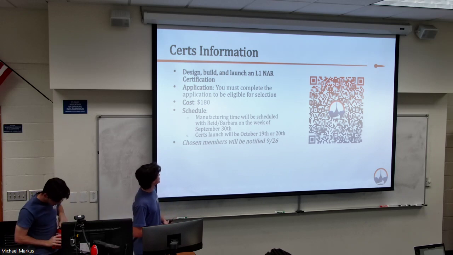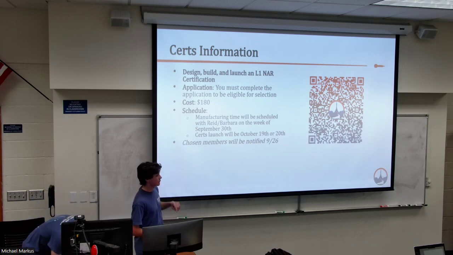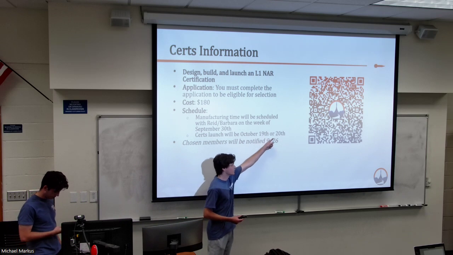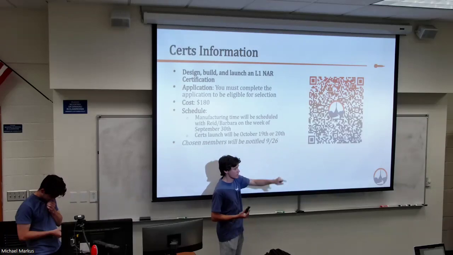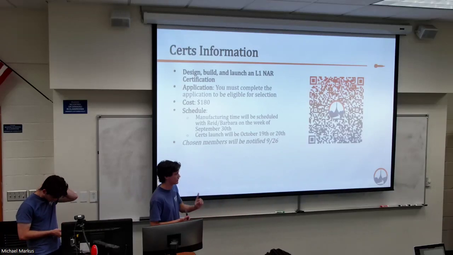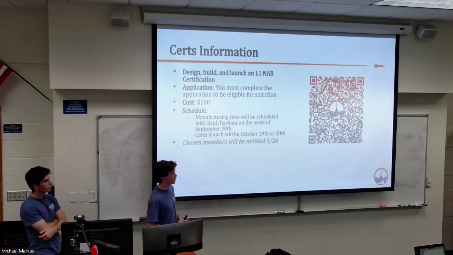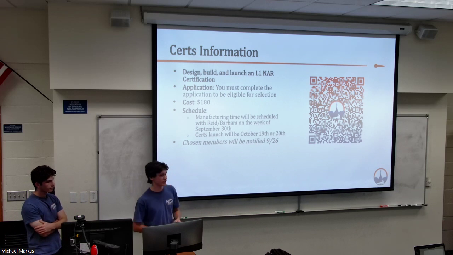Then we're gonna schedule our manufacturing sometime on the week of September 30th. And then the cert's launch date will be on either October 19th or October 20th. You have to be able to make either of these dates. We're not sure which one it is yet because usually they only give one launch date, but for some reason they're giving two. We're trying to figure out why, but for now, while you're applying, make sure that you're available for both. And chosen members will be notified on the 26th.